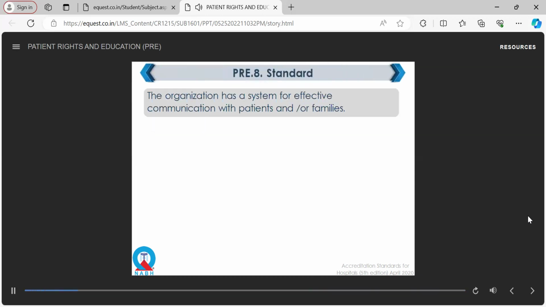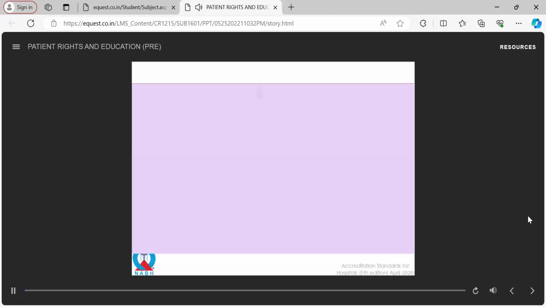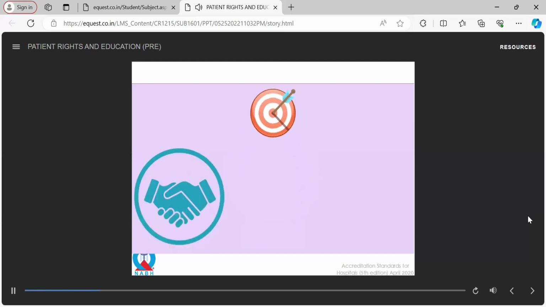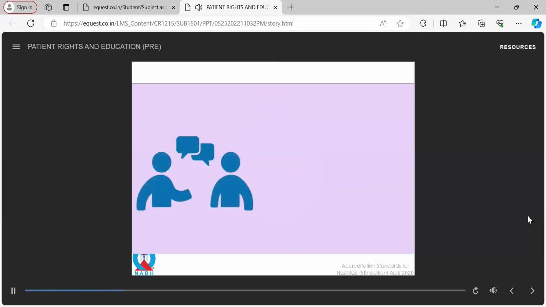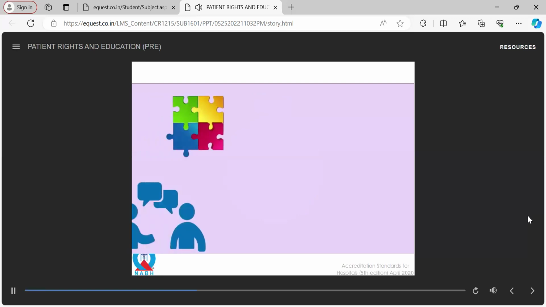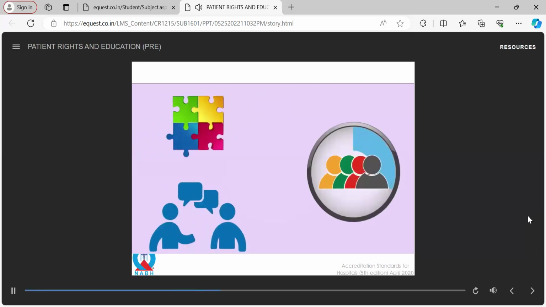Let's move towards the 8th standard, that is PRE.8. As per the standard PRE.8, the organization has a system for effective communication with patients and/or families. There are 5 objective elements of standard PRE.8. As per the first objective element, which is a commitment of an organization, communication with the patients and/or families is done effectively. It focuses on the components of effective communication for all categories of staff.